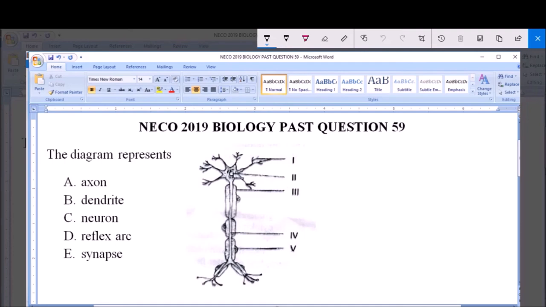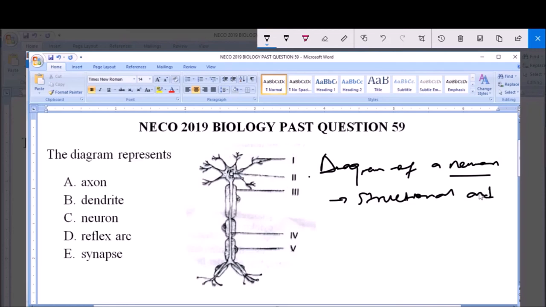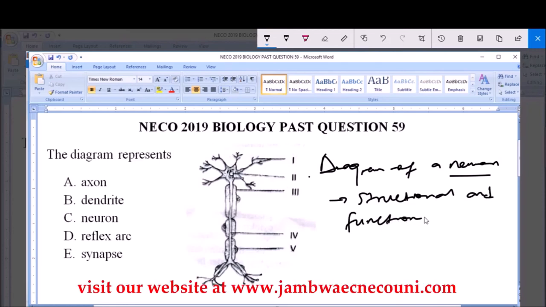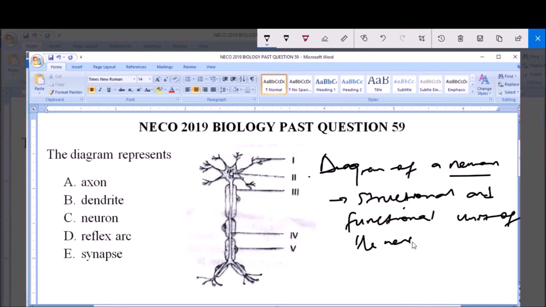The diagram represents A, axon, B, dendrite, C, neuron, D, reflex arc, and E, synapse. Now this diagram here simply represents the diagram of a neuron, or a nerve cell. A neuron or nerve cell is the structural and functional unit of the nervous system. Now this is a neuron.